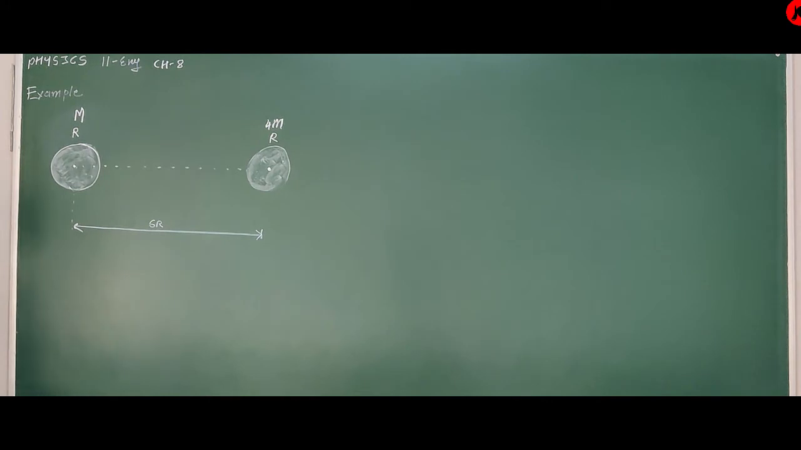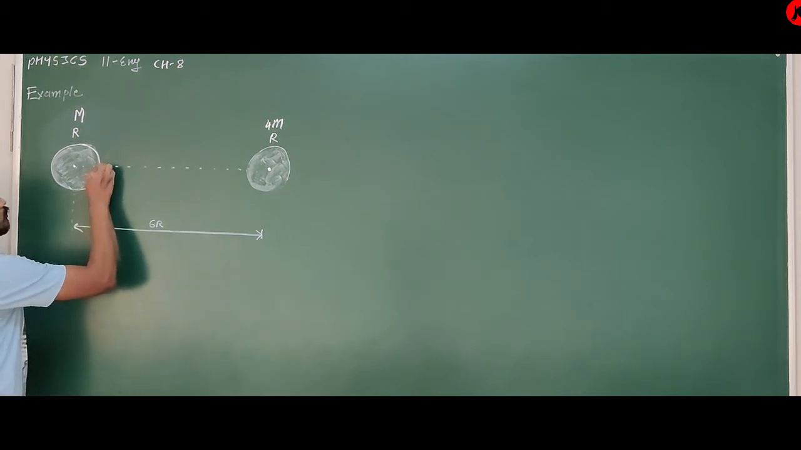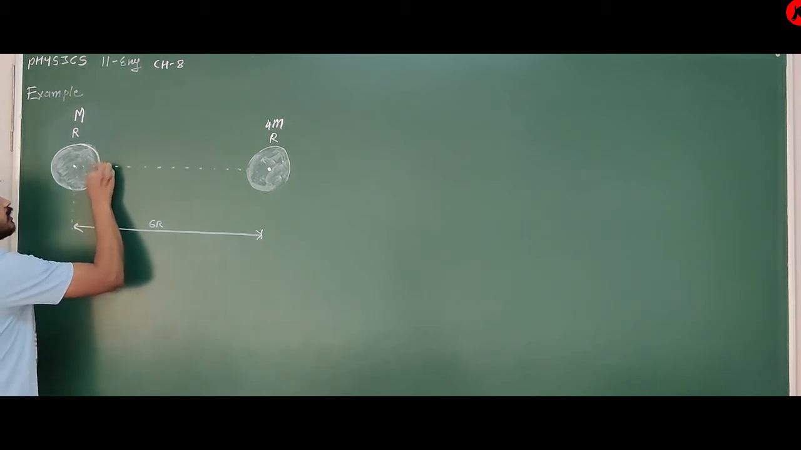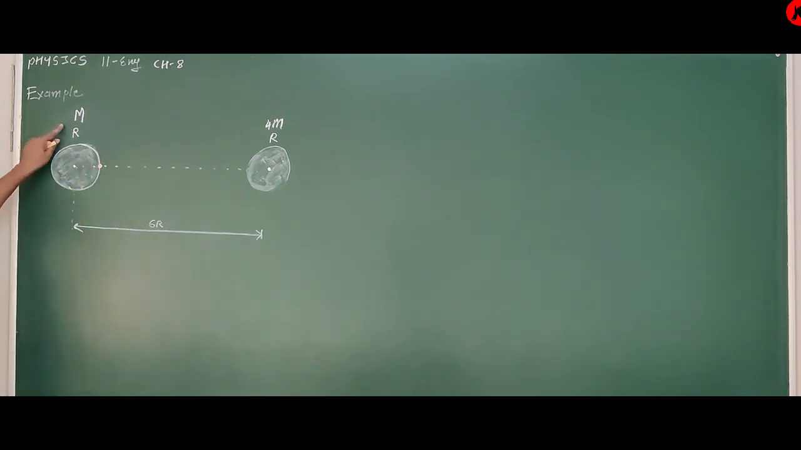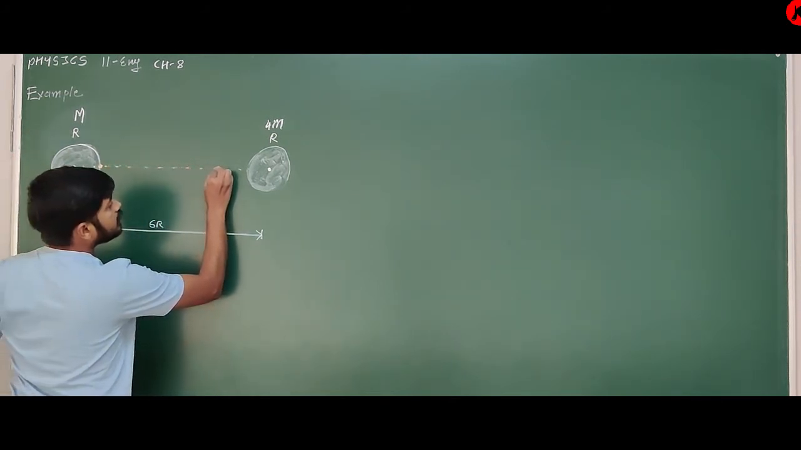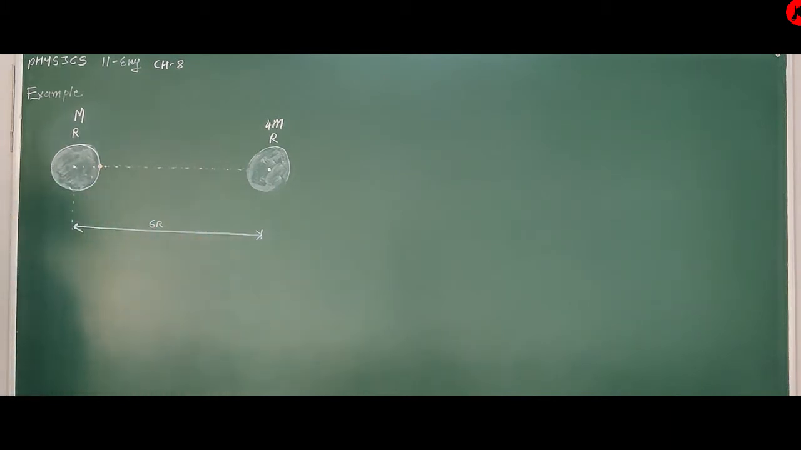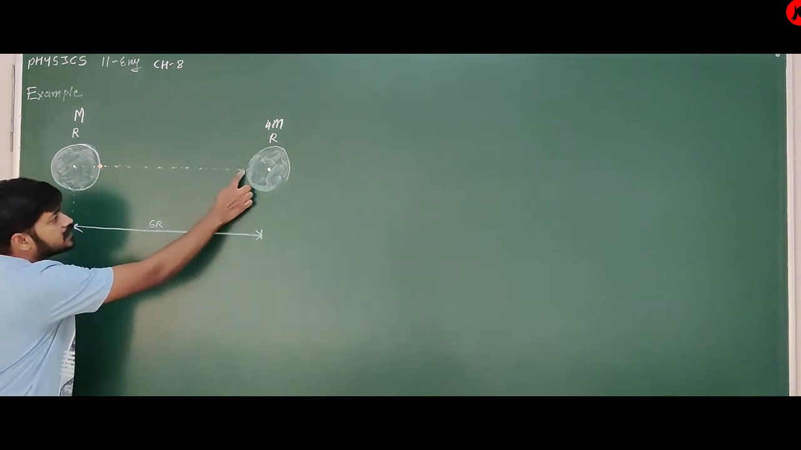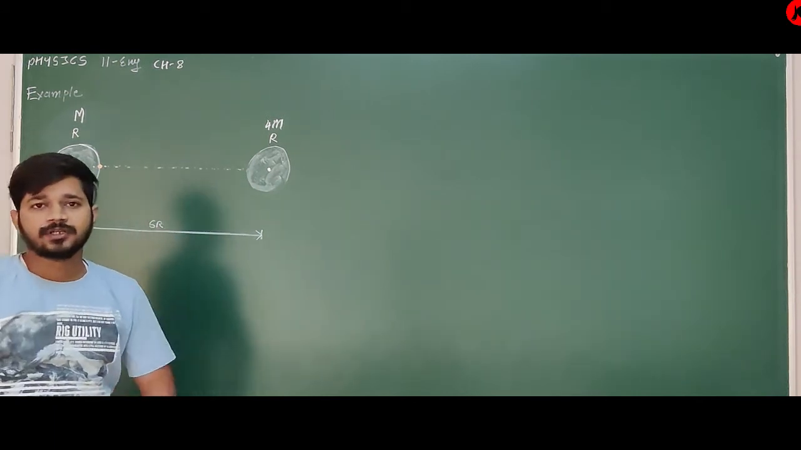Now what is the question? One object is projected from the surface of this sphere having mass m directly towards another sphere. Then what should be the minimum speed of this projectile so that it reaches the surface of the other sphere?